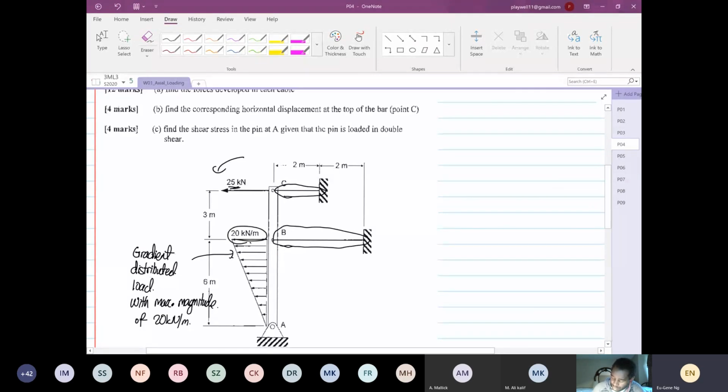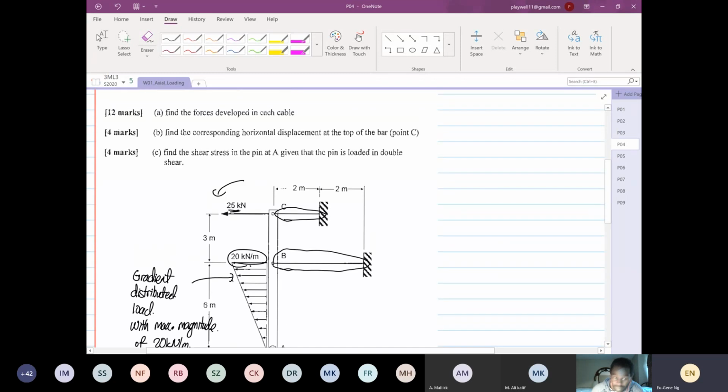Now, when all of you were taking 3SD3, did the instructor teach gradient distributed load? Yes or no? Anyone, please? No. Okay, thank you. I will not leave you out to dry. I'm glad that you're telling me no now.